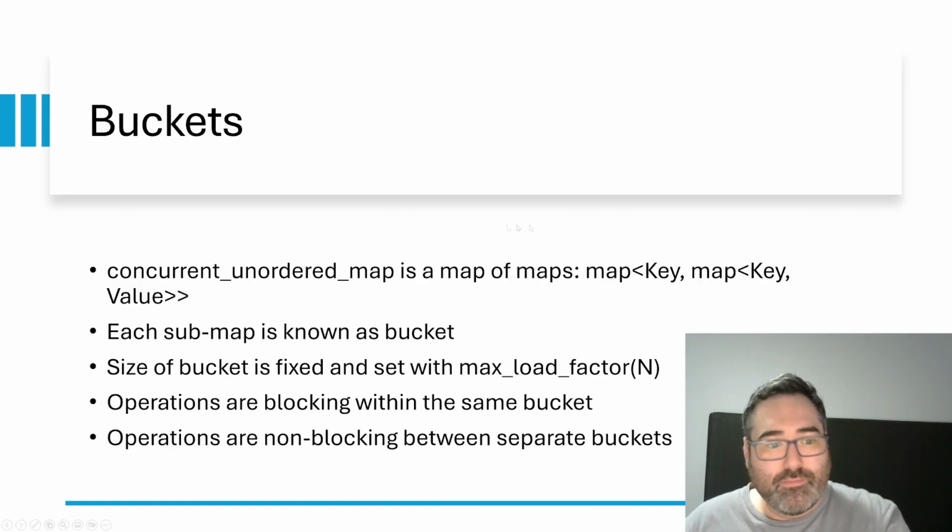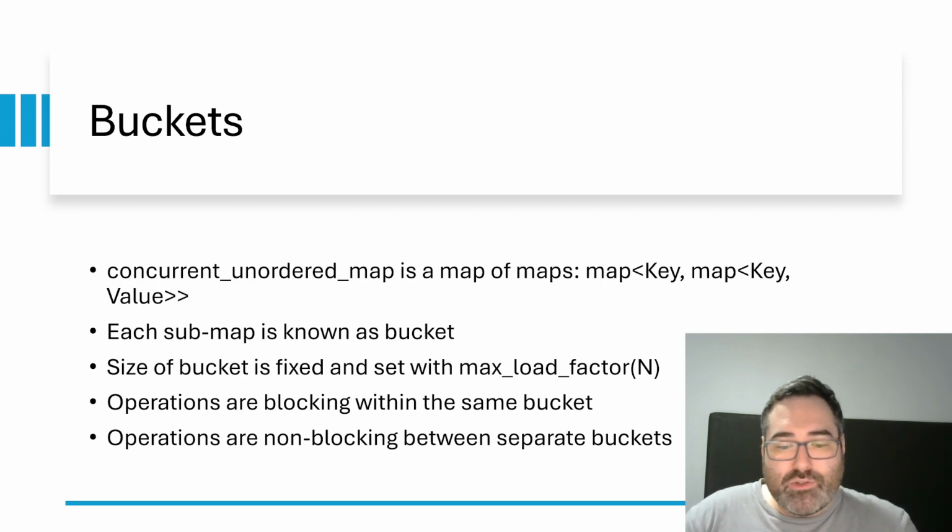So what's a bucket? Well, basically a concurrent unordered map is actually a map of maps, and each submap is known as a bucket. The bucket size is fixed and it can be set with the function max load factor. So any operations that access the same bucket are blocking, and there's going to be some mutex behind the scenes doing that. But operations between different buckets, separate buckets, are non-blocking. So bucket size is important and has to be considered.